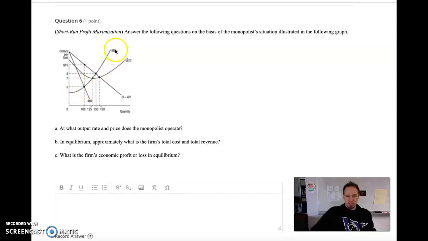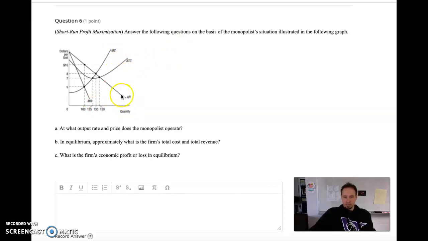So if you look at this graph, if this is the supply curve and this is the demand curve, where those intersect is right here at a price of 8 and an output of 130. So in a perfectly competitive market structure, the market would gravitate towards equilibrium, and we'd see a price of 8 and an output of 130. However, this is for monopoly, and monopolies operate a little bit differently.